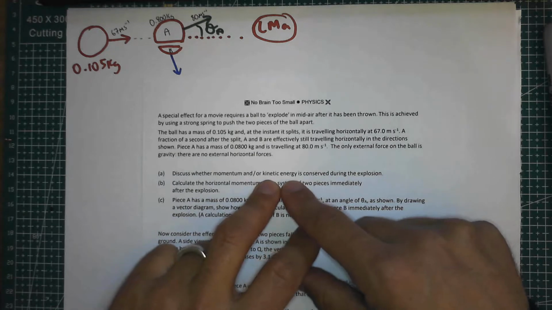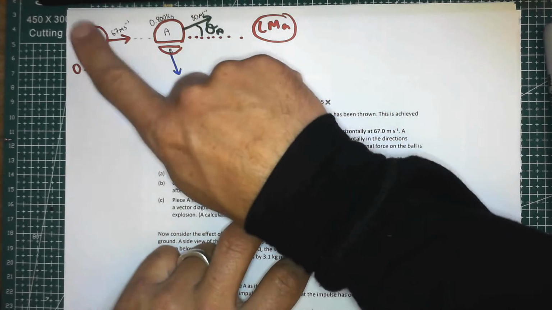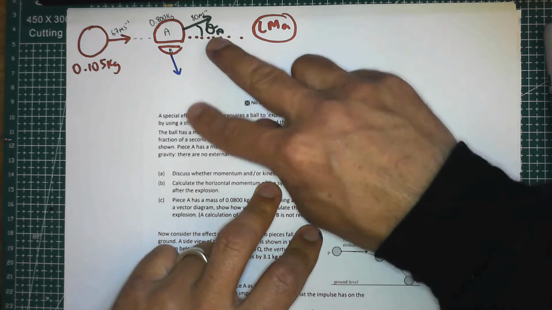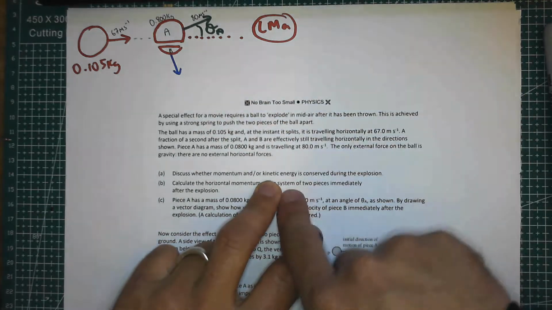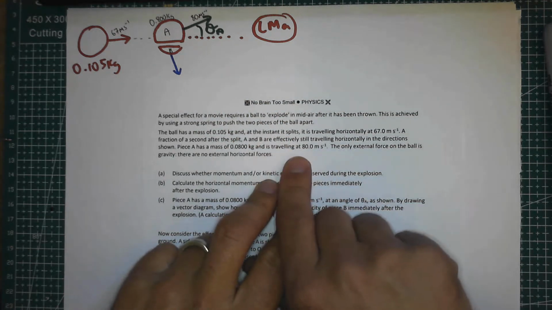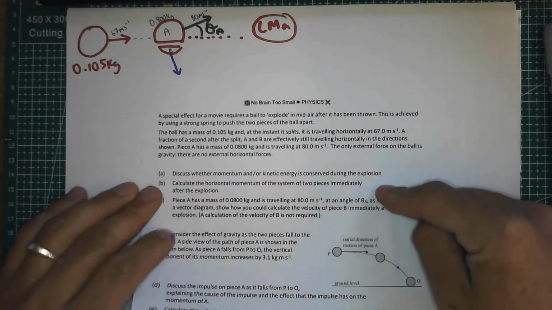Kinetic energy, though, is not conserved. The reason for this is that there must be some sort of energy stored up in the spring in this ball, and as soon as that energy is released, causing these pieces to move apart, kinetic energy is not conserved. You could also see that as the velocities change in this system.